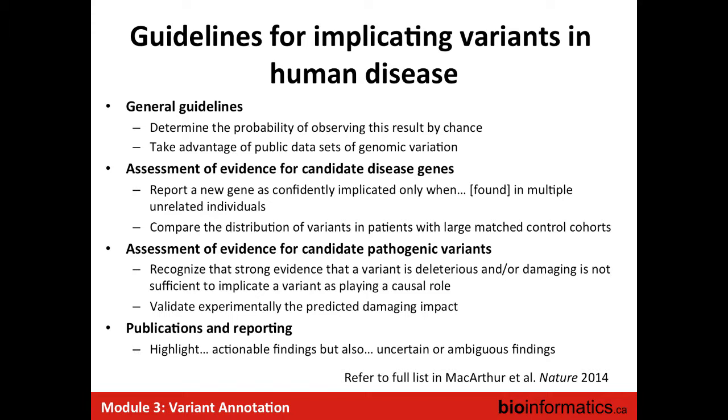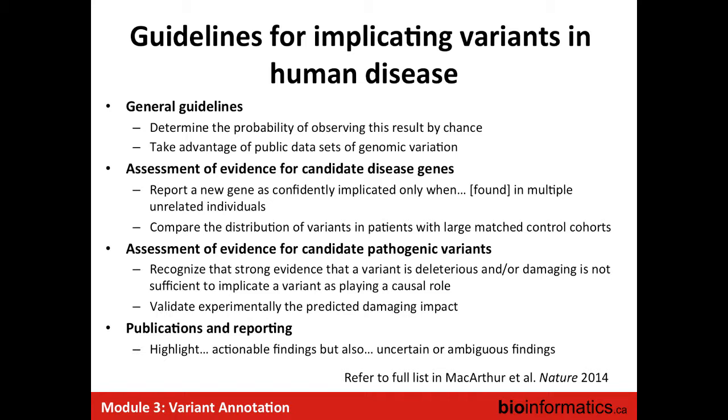An important guideline, and I'll go back to that, is taking advantage of public data sets, which is obviously very important. Knowing whether it's a rare variant or something that's common in the population is a very important aspect in implicating variants in human disease. So there are a number of guidelines, and I highlighted a few of the key ones I thought.